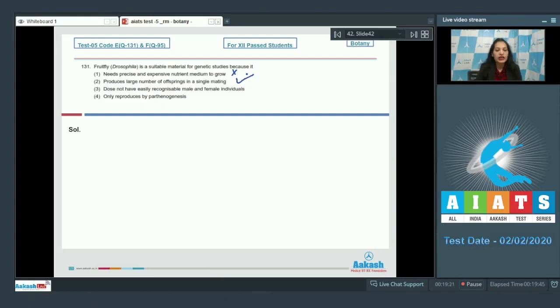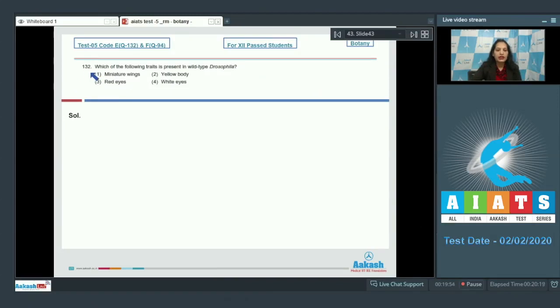Third one, does not have easily recognizable male and female individuals. We can easily distinguish between male and female Drosophila with the help of their size and structures, as female Drosophila is larger in size as compared to the male Drosophila. Fourth one, only reproduces by parthenogenesis. It is not true. So the correct option for the given question is option number 2. Let's move to the next question.